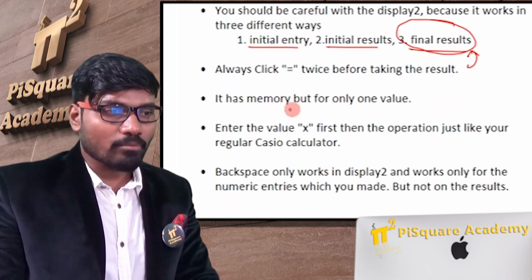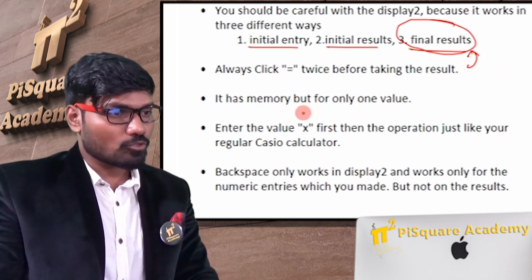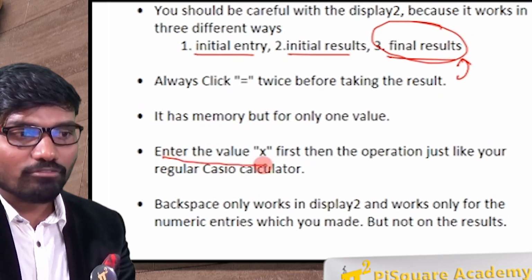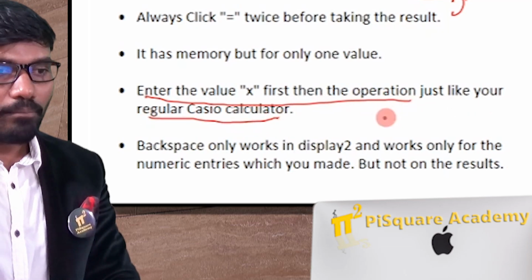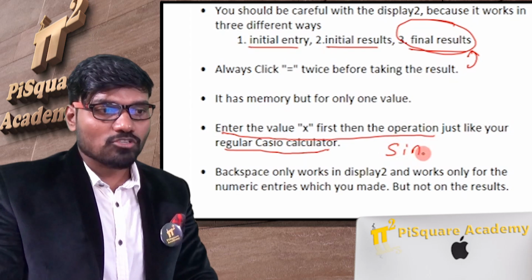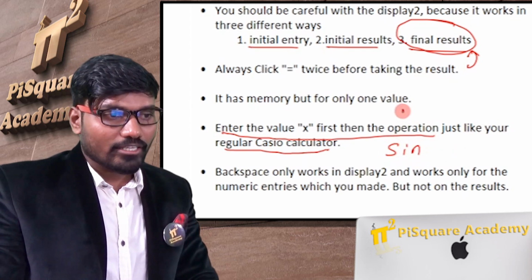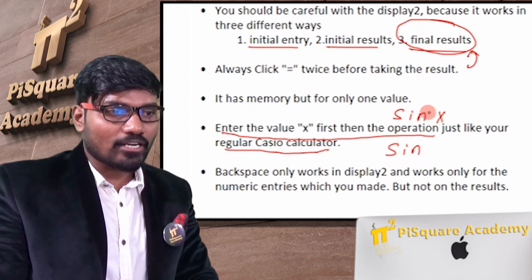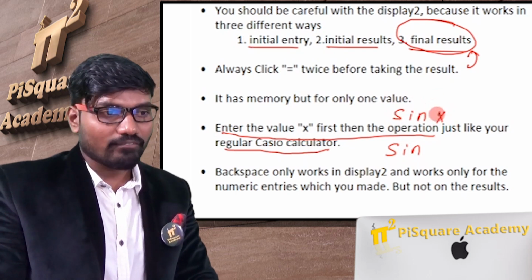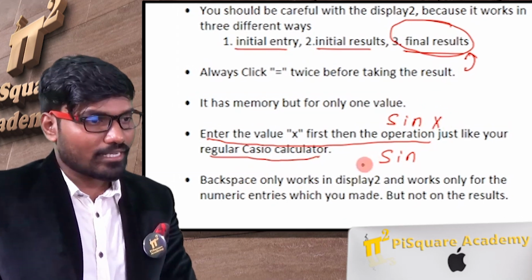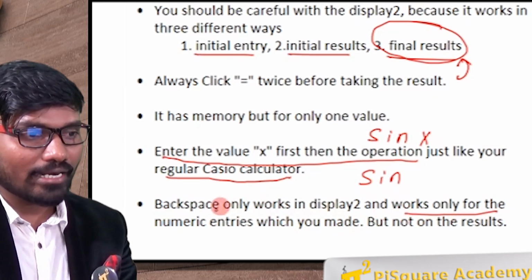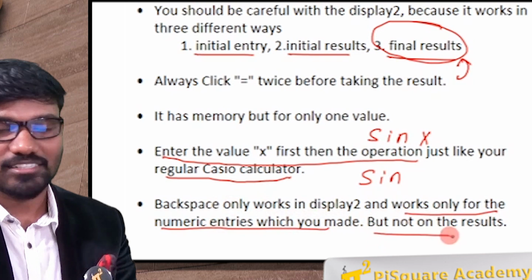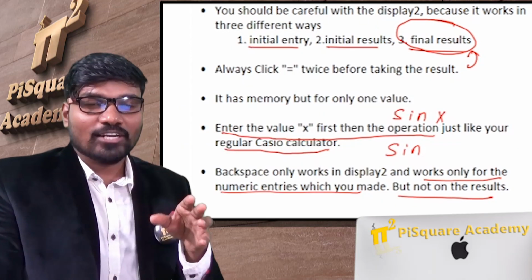It has memory also, but only one value to store. And enter x first always, just like your regular Casio calculator. But in a regular Casio calculator, sine does not have any x. In the GATE virtual calculator, you assume x is there. With that, it will help you a lot. Next, backspace only works in display 2 and only works for the entries which you have made, not on the result. That's it for this GATE virtual calculator.